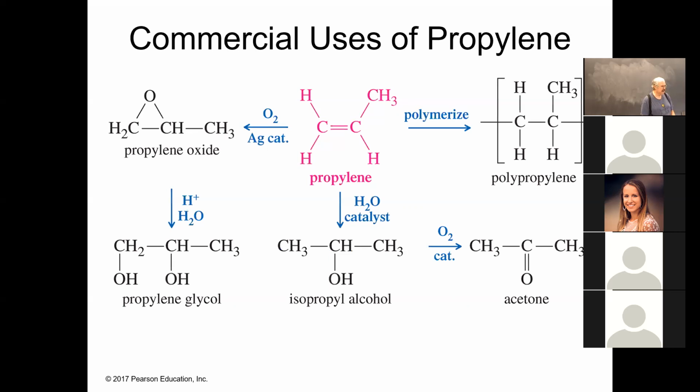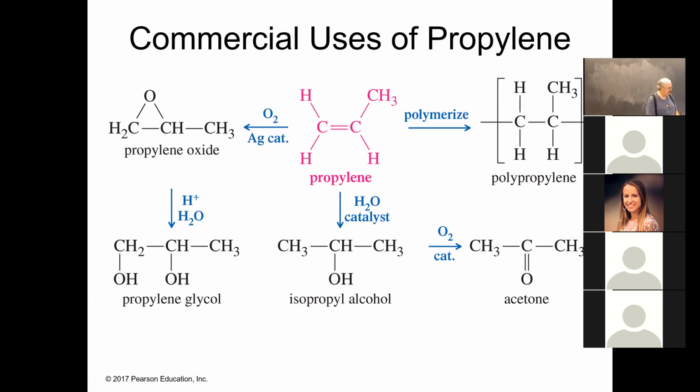Besides our use in the laboratory of acetone, this also has use as a solvent in painting. There are many glues and adhesives and so on that use acetone as a solvent. Going this way, we can convert propylene to propylene oxide and then to propylene glycol.